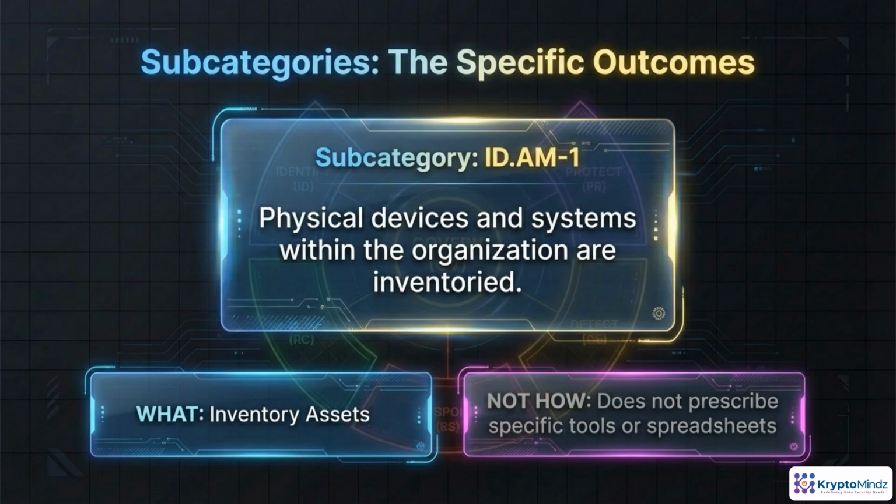Subcategories are where CSF outcomes become specific enough to implement. Take ID.AM-1 as an example. It states that physical devices and systems are inventoried. That's the what you must achieve, a reliable, up-to-date asset inventory. What it doesn't do is prescribe the how. It doesn't mandate a CMDB product, an agent, or a spreadsheet. You select the methods and tools that fit your environment, as long as you can show the outcome is consistently met.